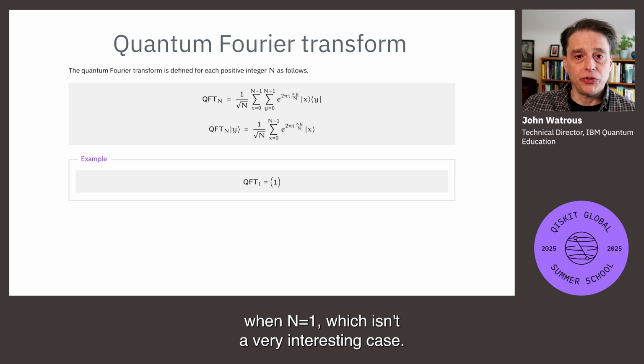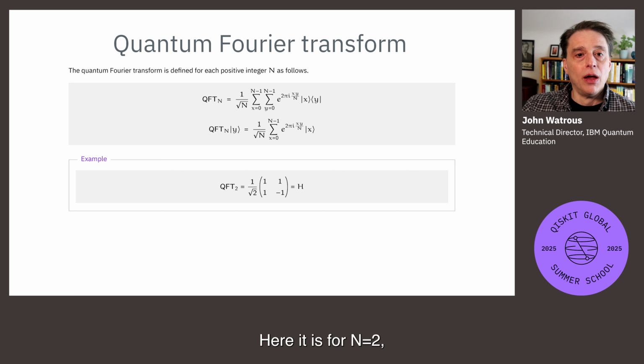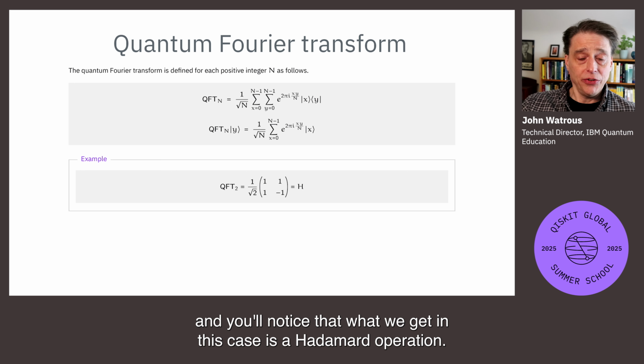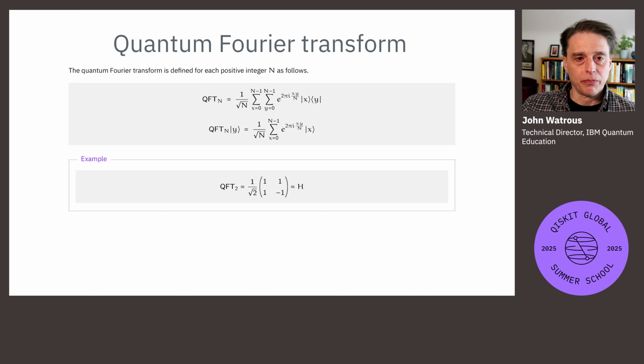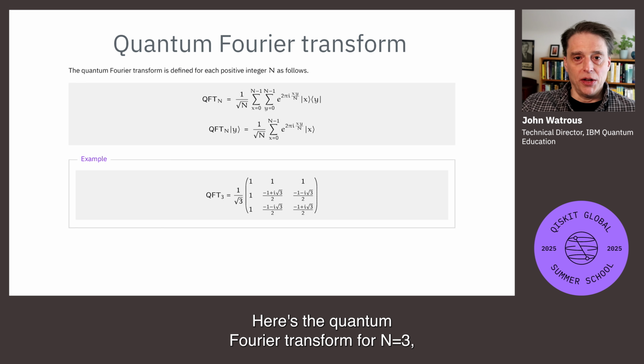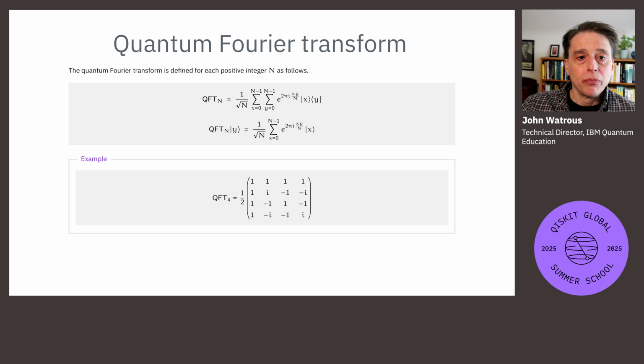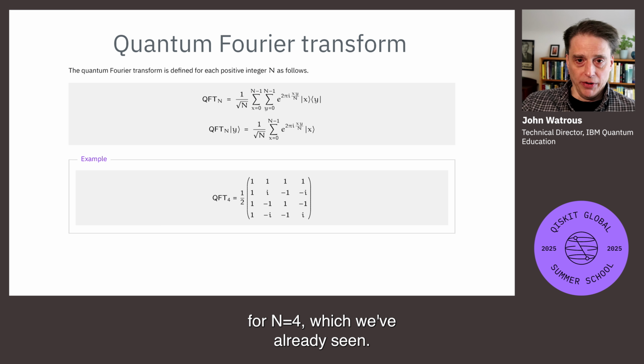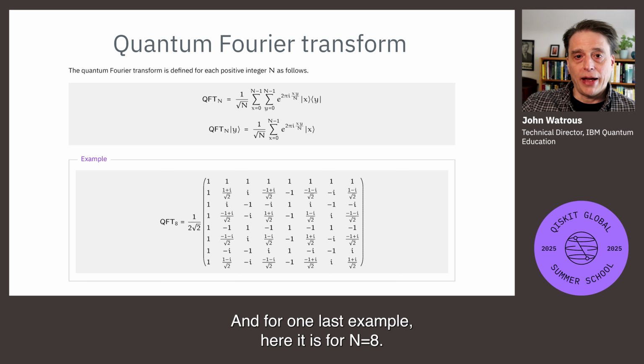So here's what it looks like when n is equal to 1, which isn't a very interesting case. Here it is for n equals 2, and you'll notice that what we get in this case is a Hadamard operation. Here's the quantum Fourier transform for n equals 3, for n equals 4, which we've already seen, and for one last example, here it is for n equals 8.